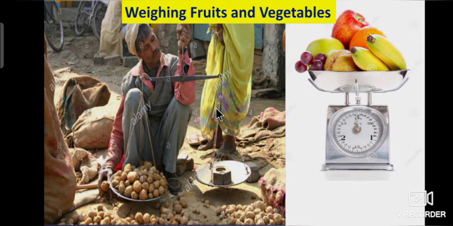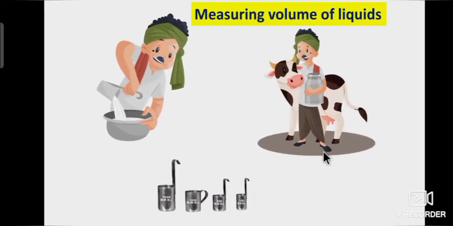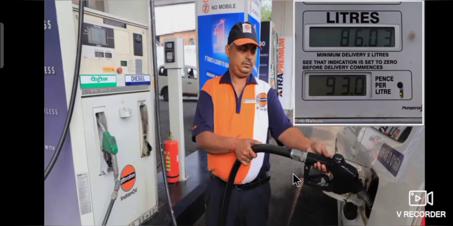In the shop, how will you ask for a bag of vegetables from the shopkeeper? He will use a weighing balance to find the weight of vegetables and fruits. It may be gram or kilogram. Then, how will your mom ask for milk from the milkman? The milkman uses a measuring vessel to find the volume of milk. It may be 200 ml, 500 ml or 1000 ml. Also, diesel and kerosene are measured by different measuring vessels. I hope you have all noticed this in petrol bunks.